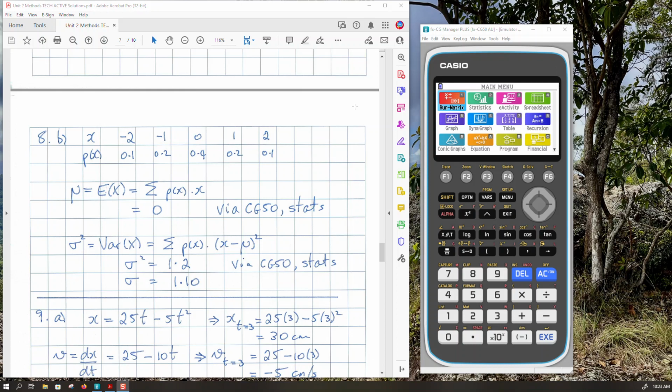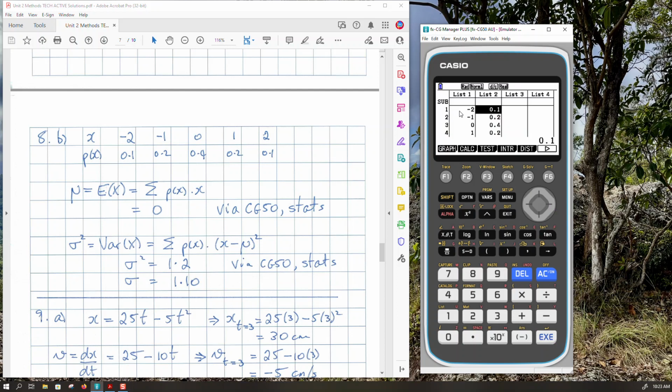Hi everyone. In question 8, we were given a probability density function here, and we were asked to find the mean and the standard deviation. So I've written my formula here, and then I've performed the calculation for this on my calculator in the following way. First, we use the statistics app.